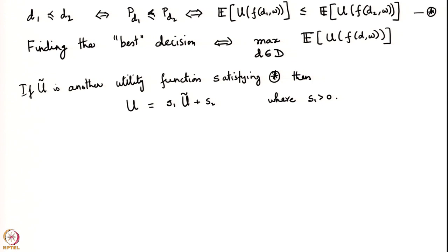So what this is saying is that the utility function that the theorem provides is actually unique up to a scaling and a shift. You can scale it by a constant S1 greater than 0, and you can shift it, meaning you can add another constant S2 to it, and that sort of utility function will still satisfy these properties. Since we are finding the best decision D by maximizing the expected utility, these two operations do not change the maximizing decision. If I replace this U by U tilde, the optimizing D would remain the same, so long as U and U tilde are related by this particular relation, right.